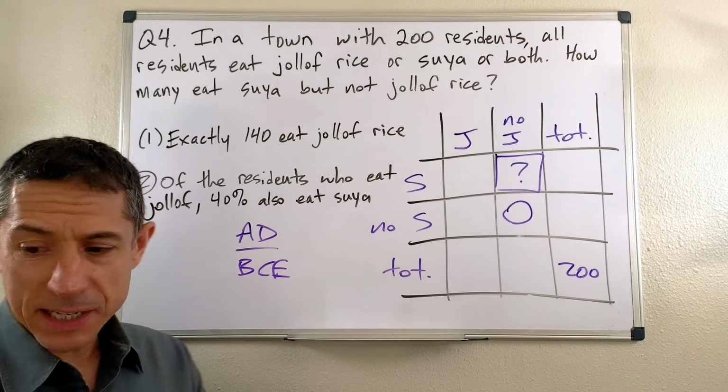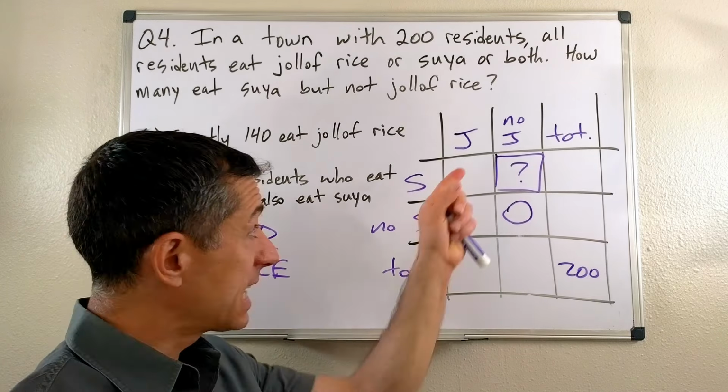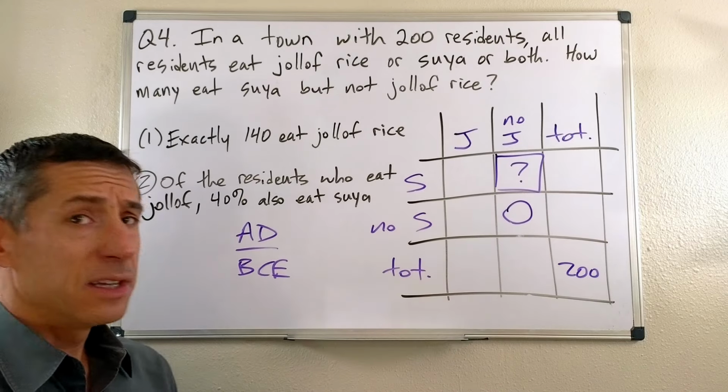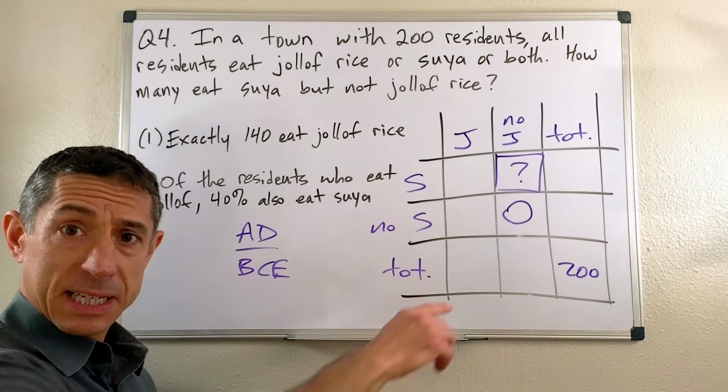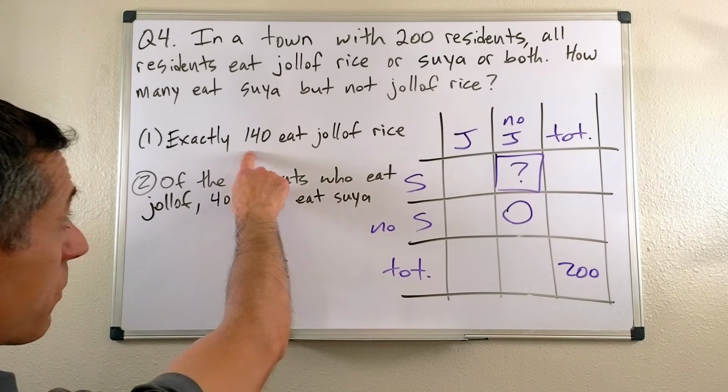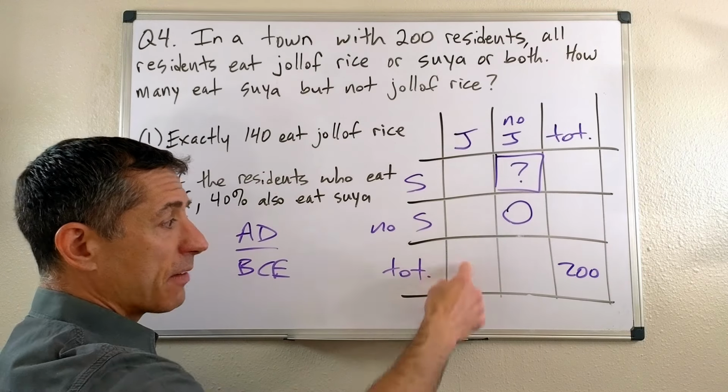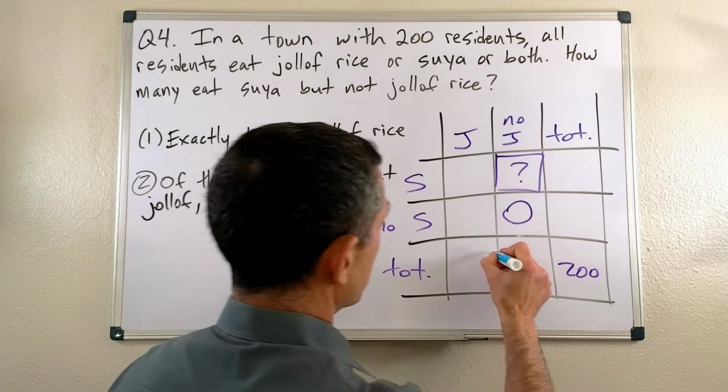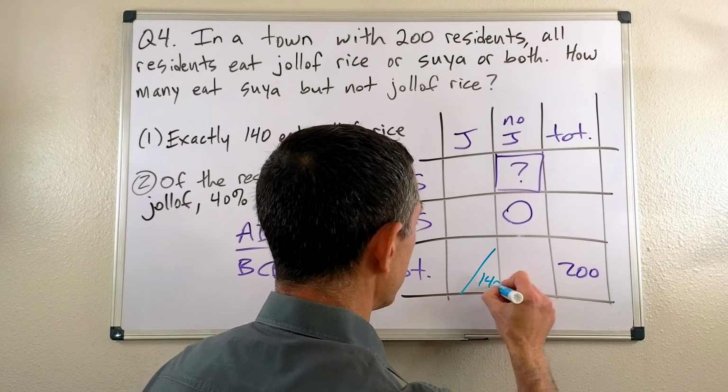Exactly 140 eat jollof rice. Okay, here's a little thing that can save you from having to redraw this a bunch of times. Anything that comes from that first statement, I'm just going to stick in a little corner of the box. So 140 eat jollof rice, so we're talking about jollof, the total. I'm just going to stick that in a little corner, 140.